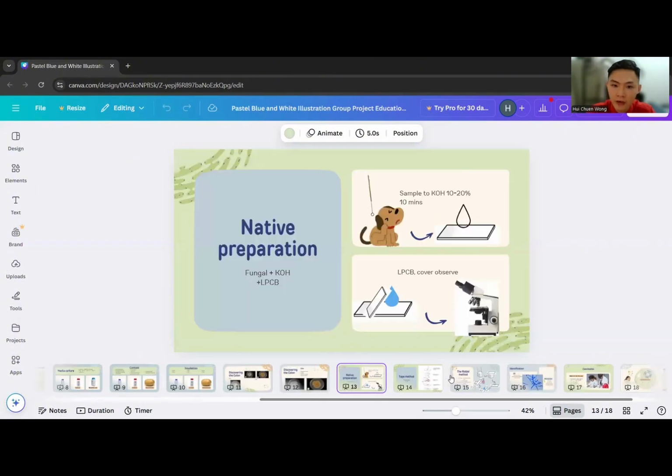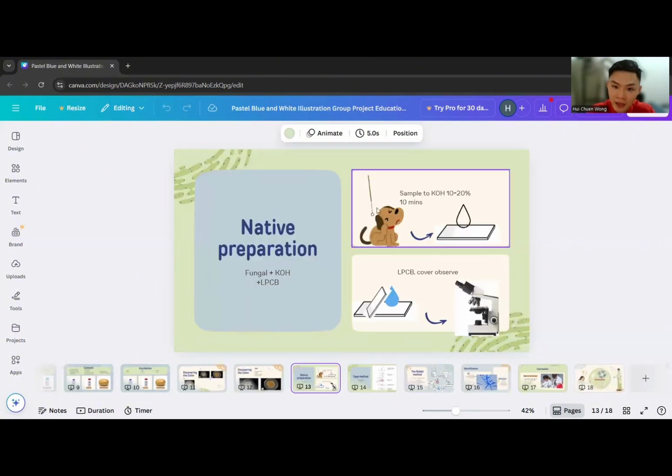For native preparation of this, we can take the sample directly from the dog or the sample animal. Then we put it on a glass slide, put one drop of KOH, and put the sample into it. Then after 10 minutes, you cover with the slide and add LPCB, lactophenol cotton blue, to observe. Lactophenol cotton blue dyes the fungus blue so you can see the structure properly.